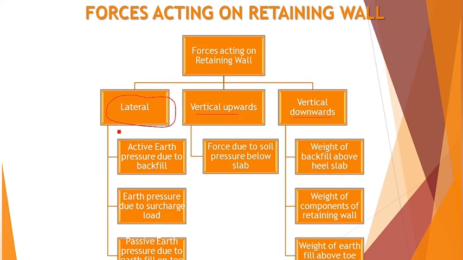Let us repeat: the lateral earth pressure due to active earth pressure and passive earth pressure. Passive earth pressure is generally neglected. The upward soil pressure acting on the retaining wall, and the downward weights of the backfill above the heel slab, the weight of the front fill above the toe slab, which is the earth located below the ground level on the toe slab, and the weight of different components of the retaining wall. So all these forces have a combined action on the retaining wall and will influence its behavior.